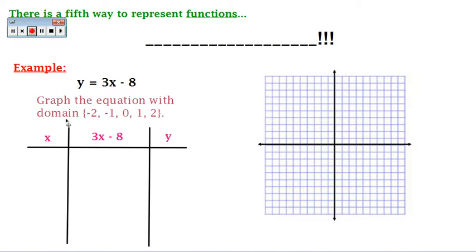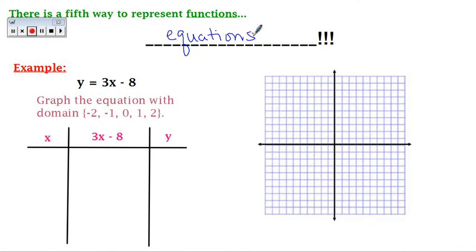So we've talked before about there being 4 ways to represent functions. We said that ordered pairs was a way, and a table, and a graph, and mapping. Today we're going to talk about a 5th way to represent functions, and that 5th way is using equations, more specifically linear equations today.